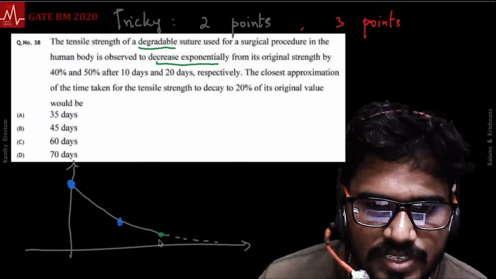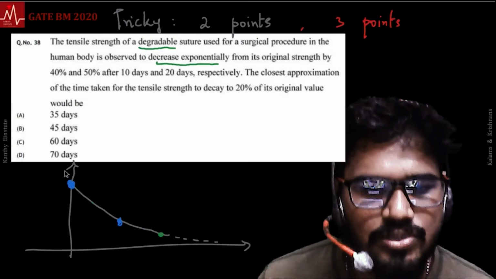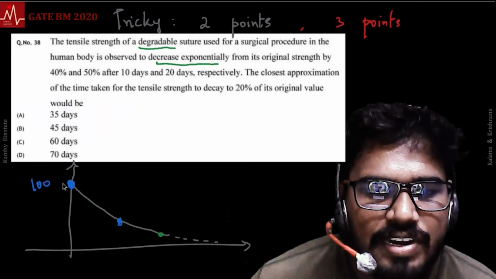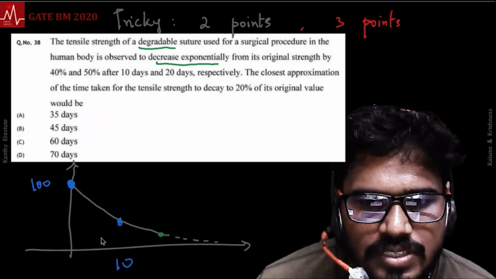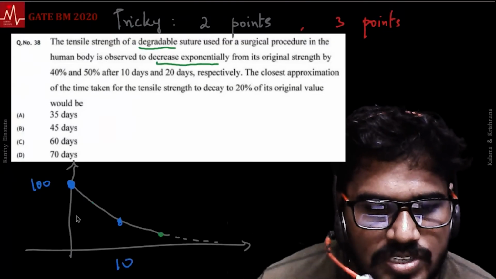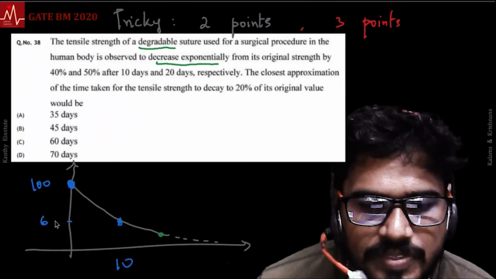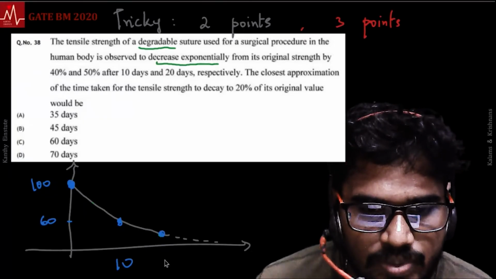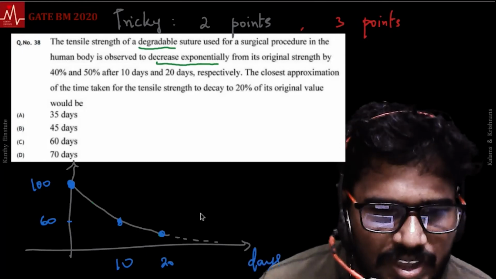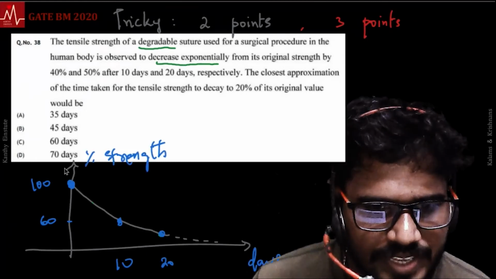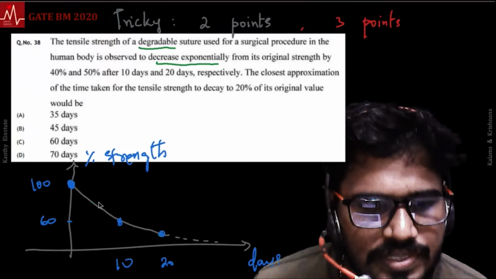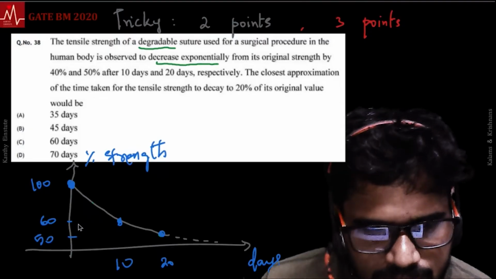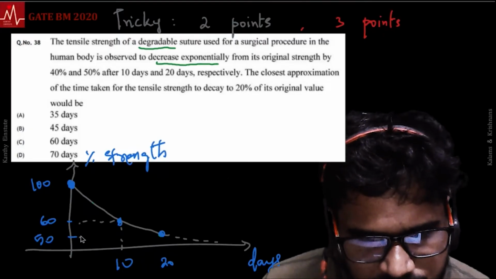But what is given here is actually 3 points. The changes are mentioned with respect to 100. At time 0, this is 100. At 10 days, it has decreased from its original strength by 40%. So what is left is 60%. They gave you a third point: at 20 days, the strength percentage is 50. Let me also draw some guidelines. 60% at 10 days, 50% at 20 days.